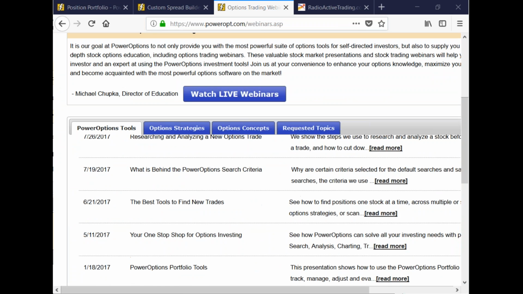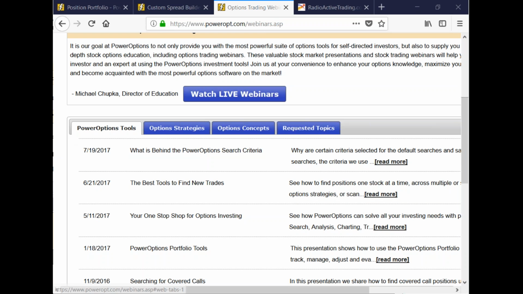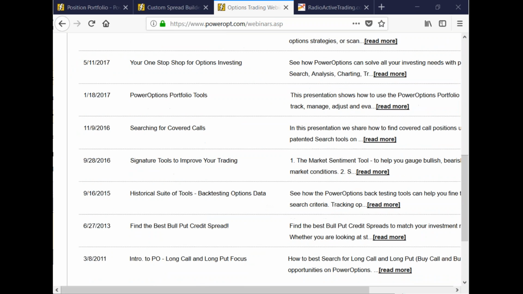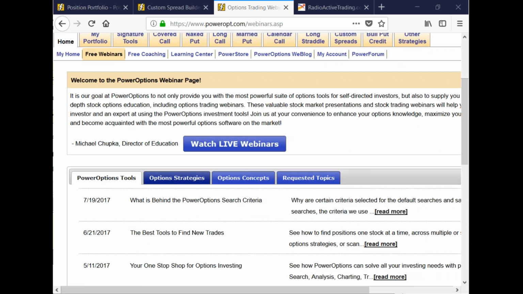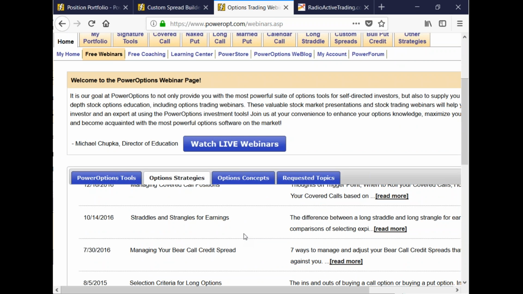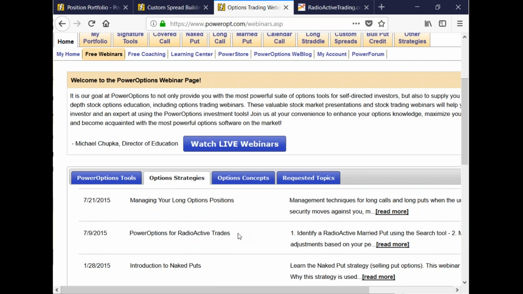And in the Power Options Tools section, maybe? Nope, not there. Okay, let me go into Option Strategies. I didn't think I put it in here. But as you scroll down, here you go. Right here, Fernando. This is an old one. It's about 3 years old.